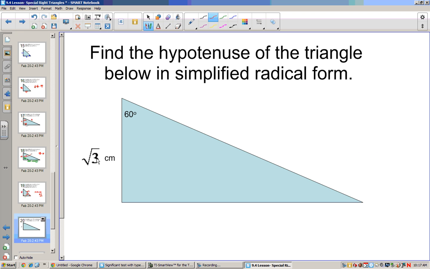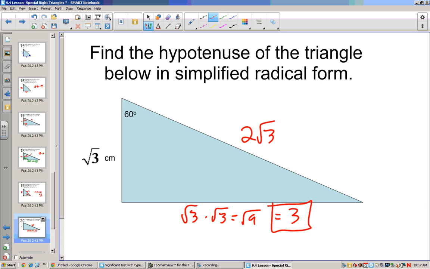Now if I have the short side, I multiply by 2 to get the hypotenuse. So that's 2 times the square root of 3. I multiply the short side times the square root of 3 to get the other length. Root 3 times root 3, which is the square root of 9, which is just 3.